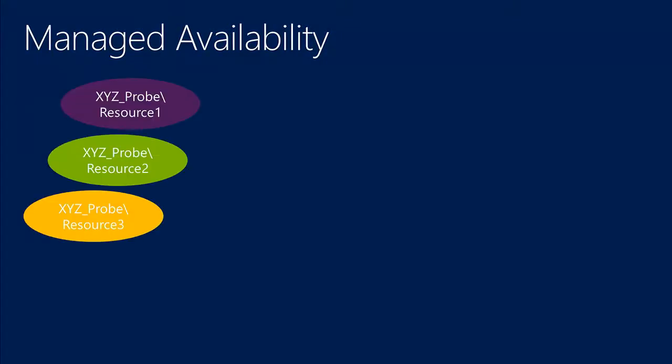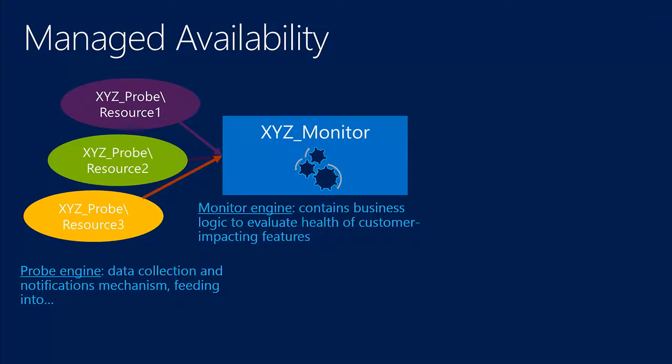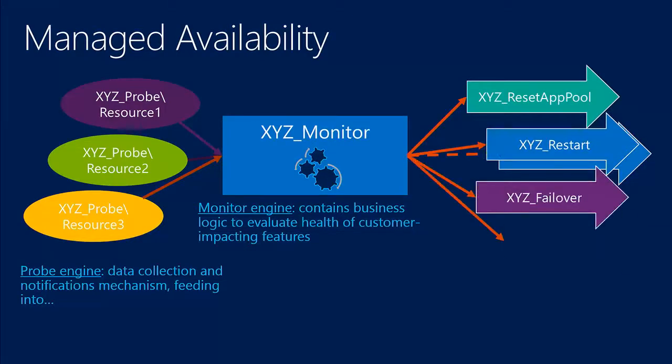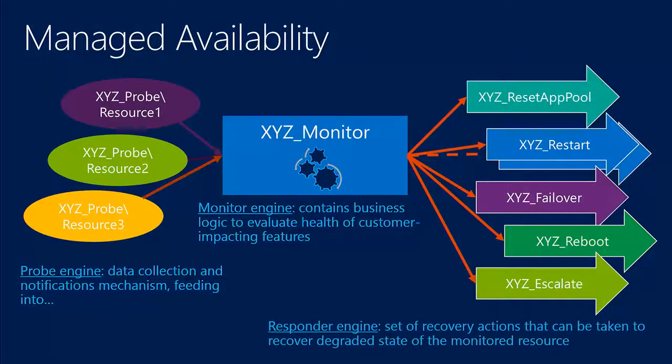So managed availability has a bunch of probes. Those probes are there collecting data. That could be performance data. They may be using synthetic transactions to evaluate the end user experience. And they're sending all that data over to the monitor. And the monitor is where we have all of the business logic around managed availability, where it will take the data and analyze it and then decide if some sort of responder activity needs to take place as a result of some kind of bad situation that it's discovered.